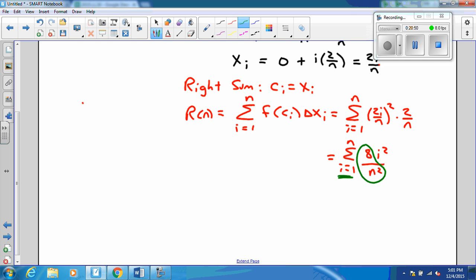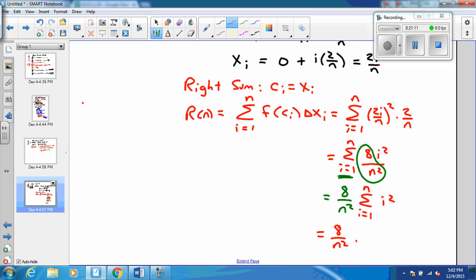To do that, I want to observe that both the 8 and the n squared are constants with respect to the variable of summation, which is i. And so I can factor those out of the sum. And when I do, I'm left with something that is familiar. It is the sum from i equals 1 to n of i squared. And I've seen that one before.